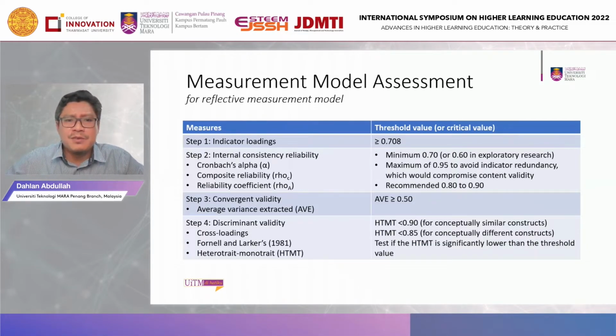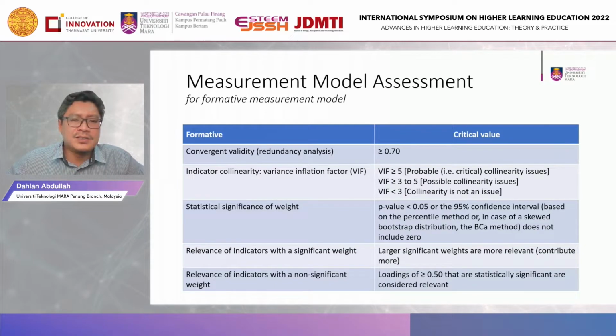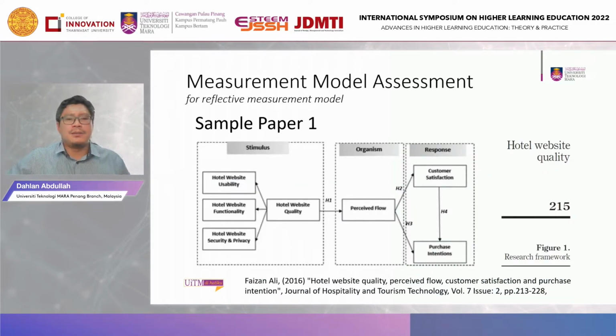Before we move on to structural model assessment, let's see one of the examples in papers. Look at here. In this paper, we have hotel. How many constructs here? We have 1, 2, 3, 4, 5, 6. 6 constructs. This paper is about hotel website quality.